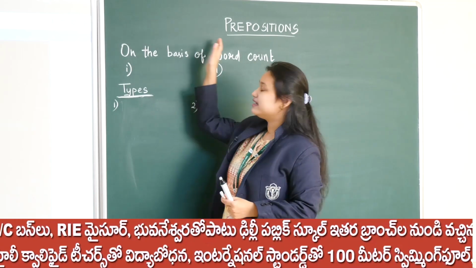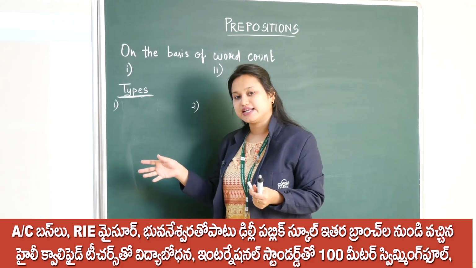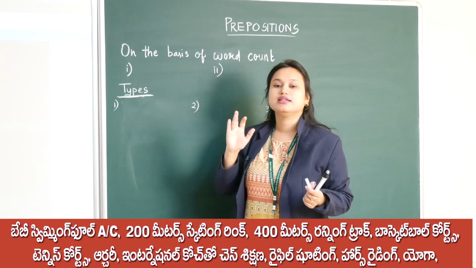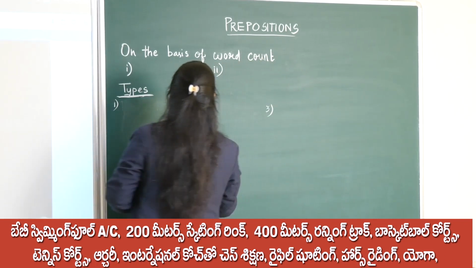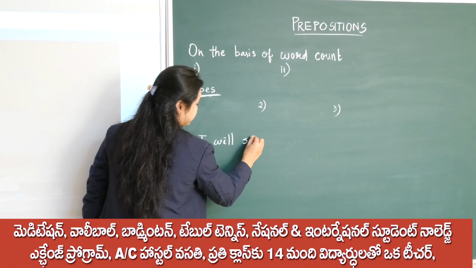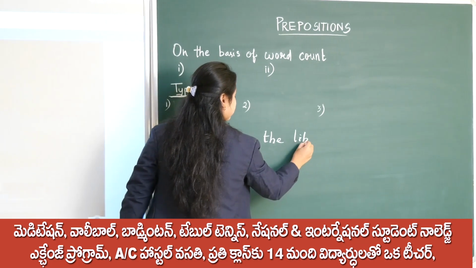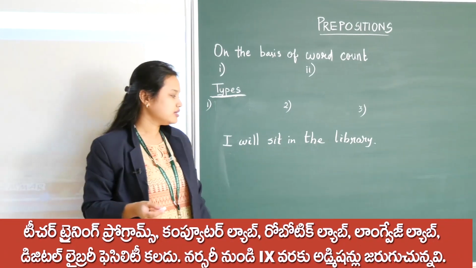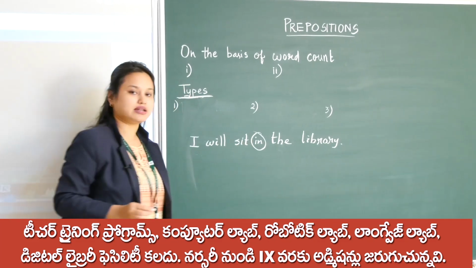This is, I think, clear: prepositions try to give the position of a word, of a noun, or they try to relate a noun or pronoun to the other part of a sentence. How is it doing that? Suppose I say, I will sit in the library. I will sit in the library. So clearly, what is the preposition here? The preposition is in, right?